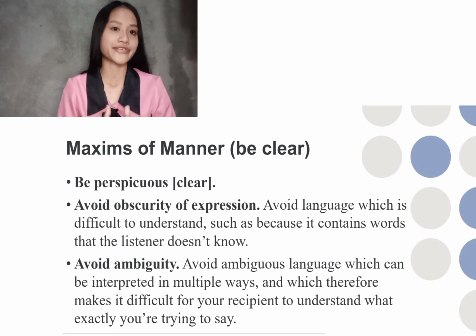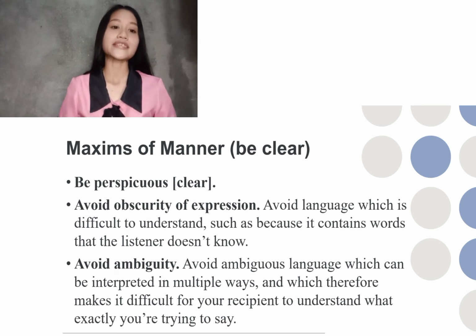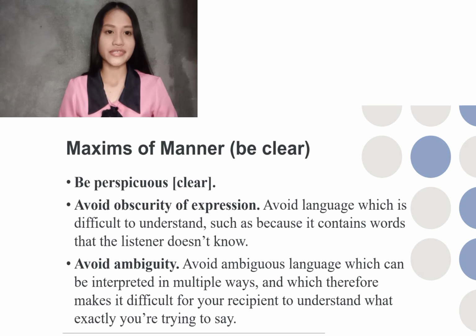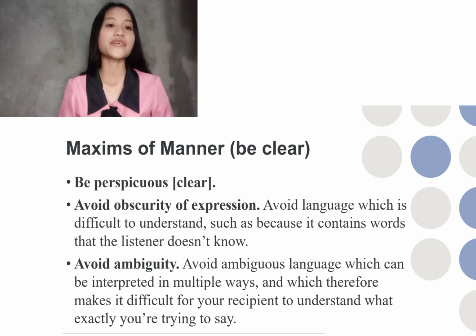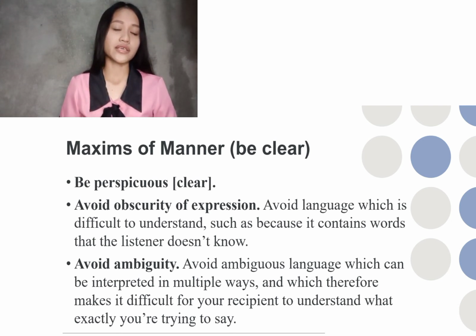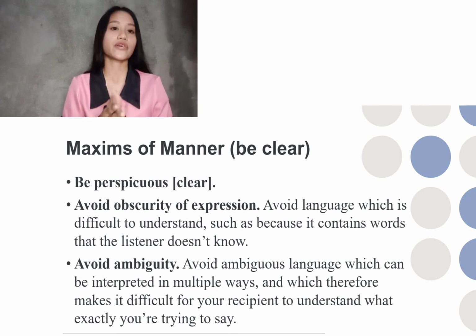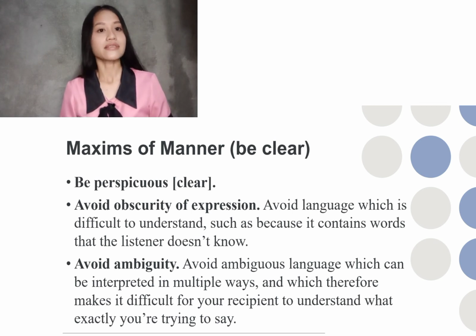Be clear. The maxim of manner mainly refers to the choice of words you use. For example, when following this maxim, we should avoid using big or overly complex words that we know our listeners won't understand and should try our best to be concise and coherent. When abiding by the maxim of manner, you should be perspicuous, clear, and avoid obscurity of expression. So avoid language which is difficult to understand, such as language that contains words the listener doesn't know.